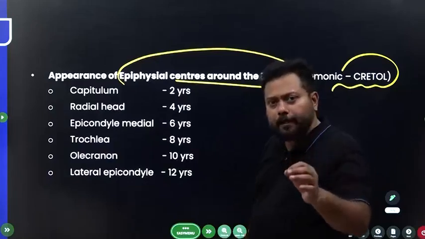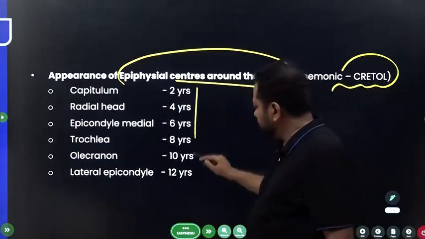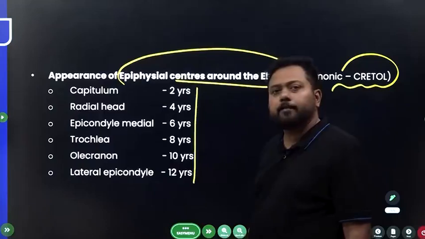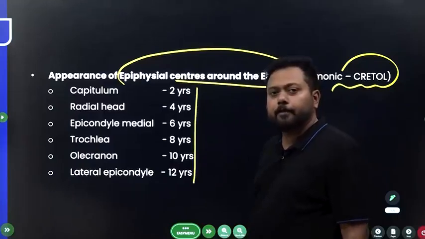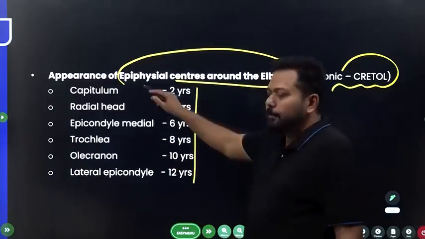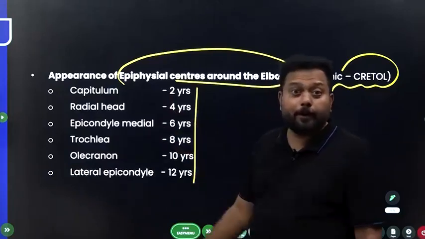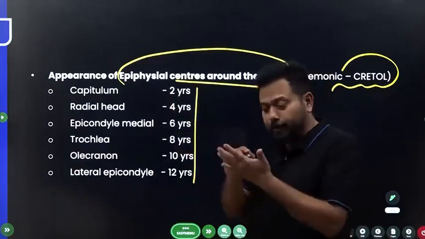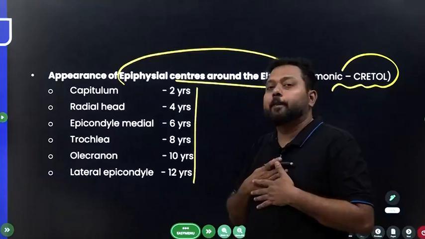2, 4, 6, 8, 10, 12. Even numbers. Age of appearance of epiphyseal centers. I'll tell you a secret, friends. This question was asked when I was appearing for my MS Ortho exam. I wrote this mnemonic. I recollected, which fetched me a master degree.